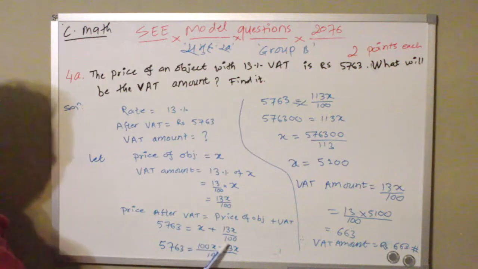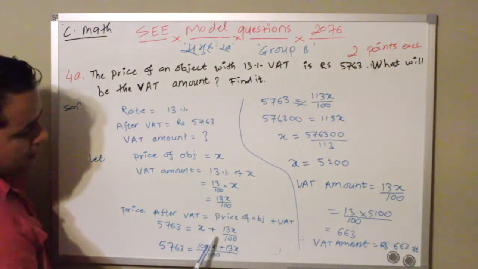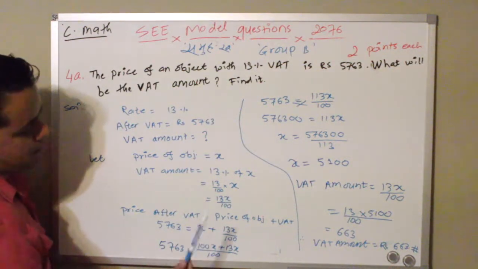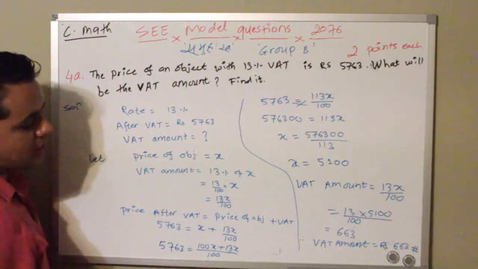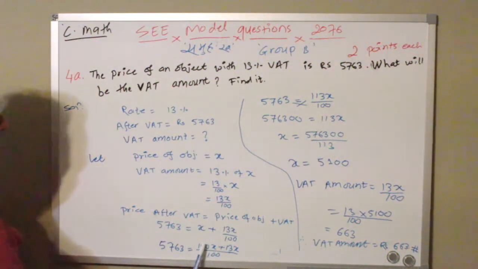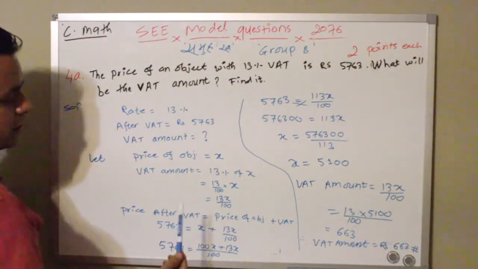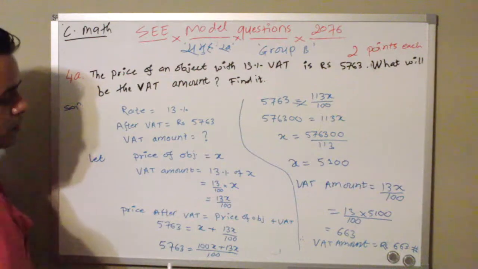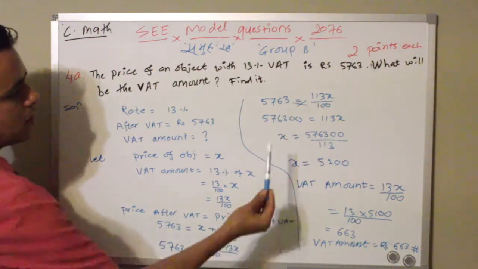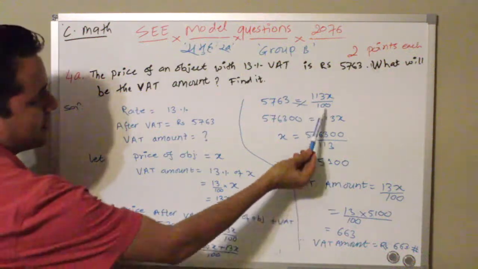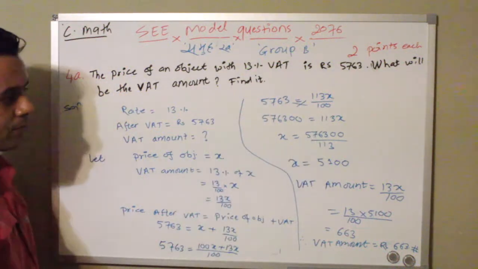If you want me to explain this one, 100 divided by 1 is 100. So 100 times x is 100x, plus 100 and 100 cancel out, so 13x is 13x. Now I'm adding 100x and 13x to get 113x, because there are 100 apples and 13 apples, which is 113 apples. So 113x over 100, and the same copying of the left side.